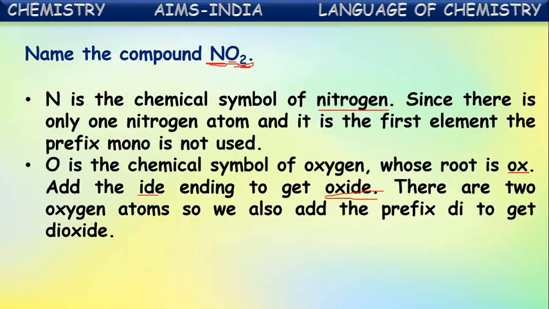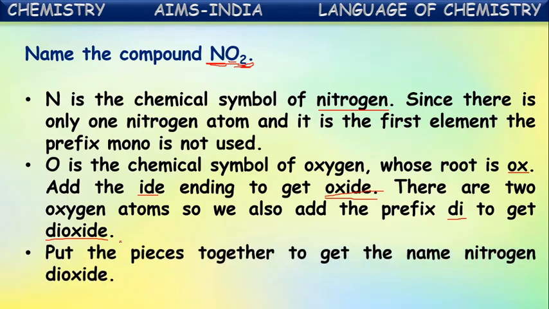So if there are two, the prefix di is used. So before oxide, di is attached. Now it becomes dioxide. If we combine all these, what do we get? Nitrogen dioxide. It is the name of this NO2. Did you understand how we have written this?